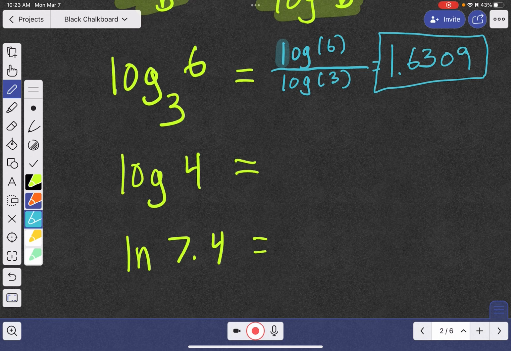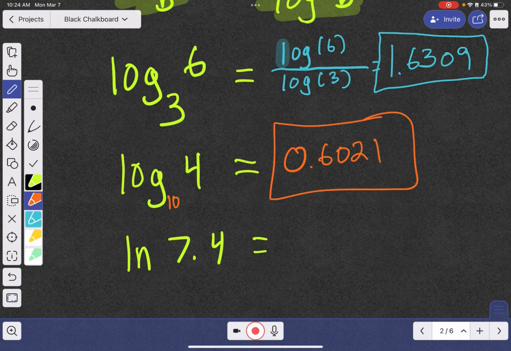For the second one, it just says log of 4. Remember, if there's not anything down there, it's understood to be log base 10. But we don't need to use the change of base formula if it's log base 10. That button's on your calculator. You just hit log of 4 on your calculator. And you get 0.6021 is the value for the log of 4. And again, you don't need to do the log of 4 divided by the log of 10. Log of 10 is just 1 anyway. So you can just punch that straight into your calculator.